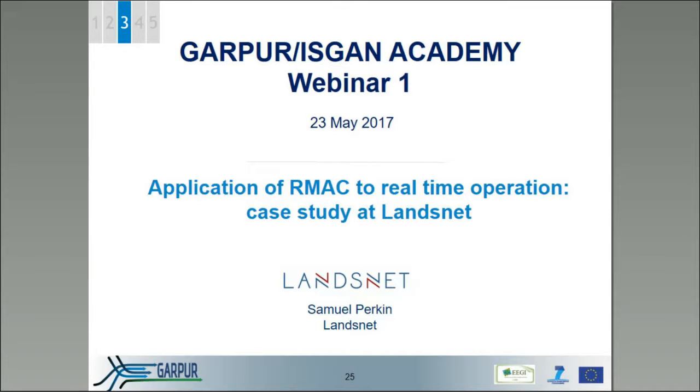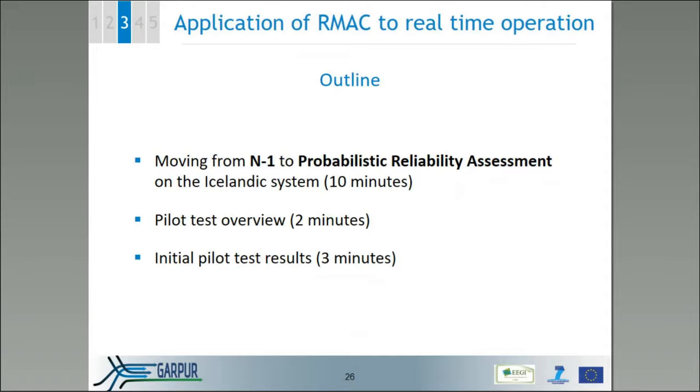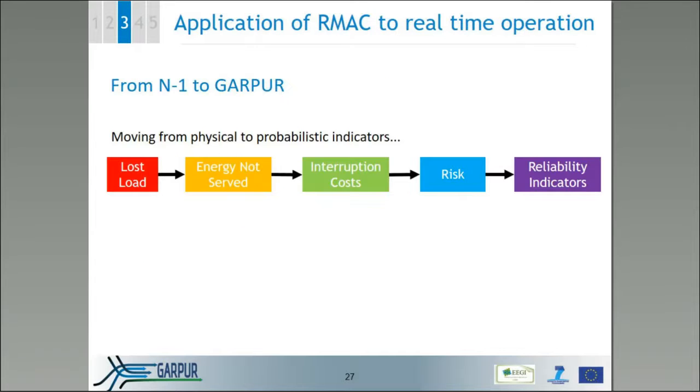So I'll be, as Louis said, talking about how we can implement the ideas that Louis just discussed in a real-time setting using the Icelandic transmission system as an example. So the first 10 minutes will be spent showing how we can move from a traditional N-1 assessment to a probabilistic reliability assessment. And then I'll give an overview of how we've applied this to the Icelandic system and what we're doing differently with the pilot test, and then walk you through some of the initial results that we've managed to get.